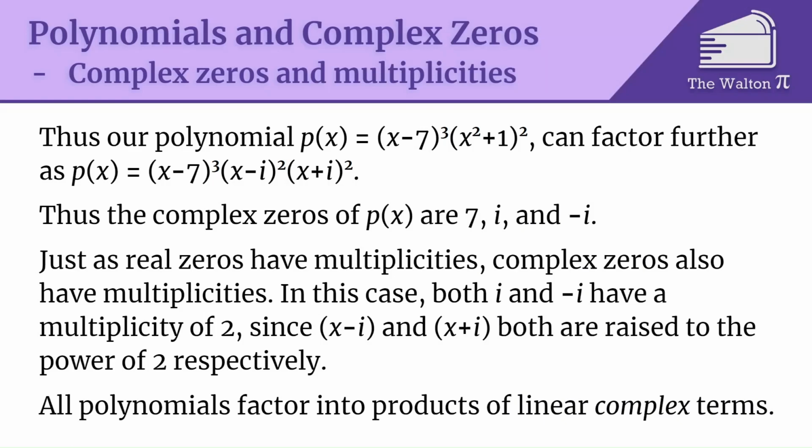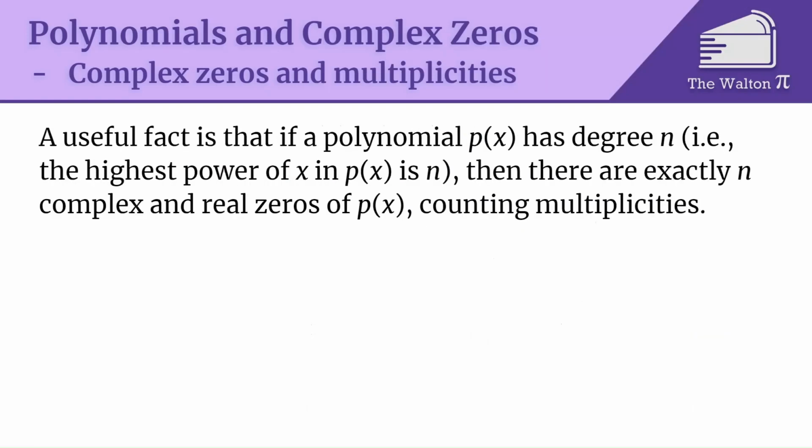So that means that we have all of our complex zeros, we have all of their multiplicities, and the nice fact that we can use is that all polynomials factor into products of linear complex terms. So we can break down any polynomial into x minus something times x minus something times x minus something and so on, where all of those somethings are just complex numbers. Sometimes they're going to be real, but they are always going to be at least complex.